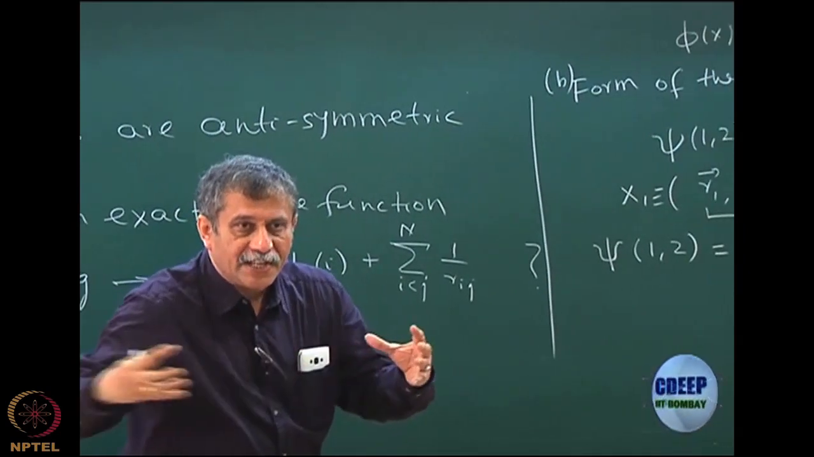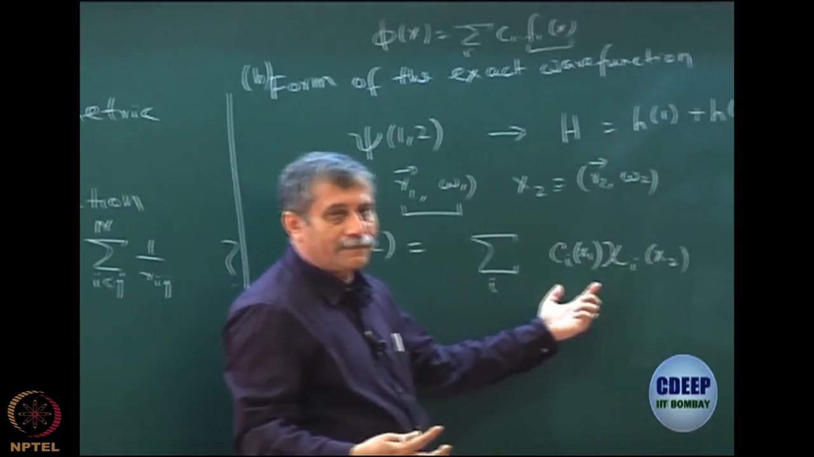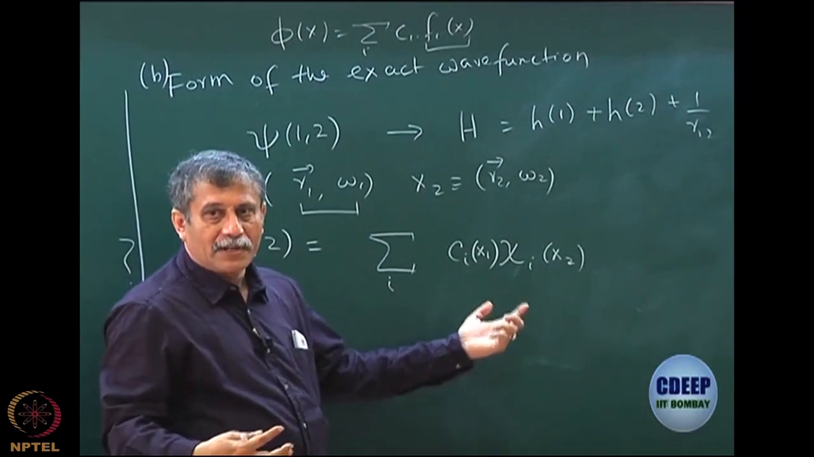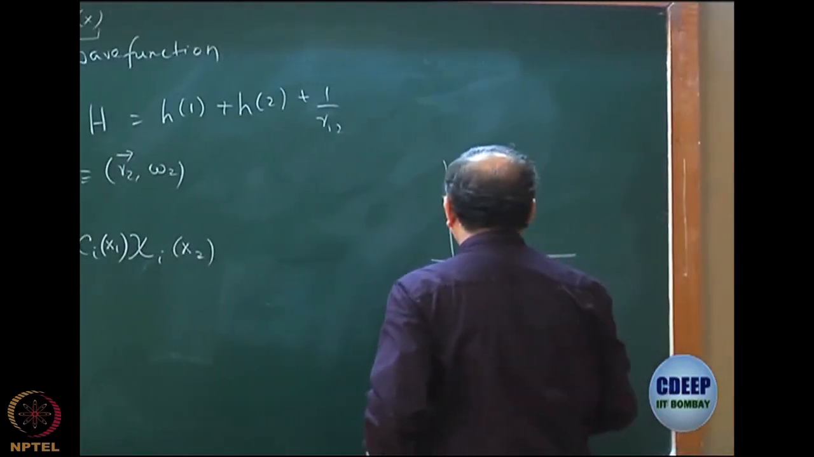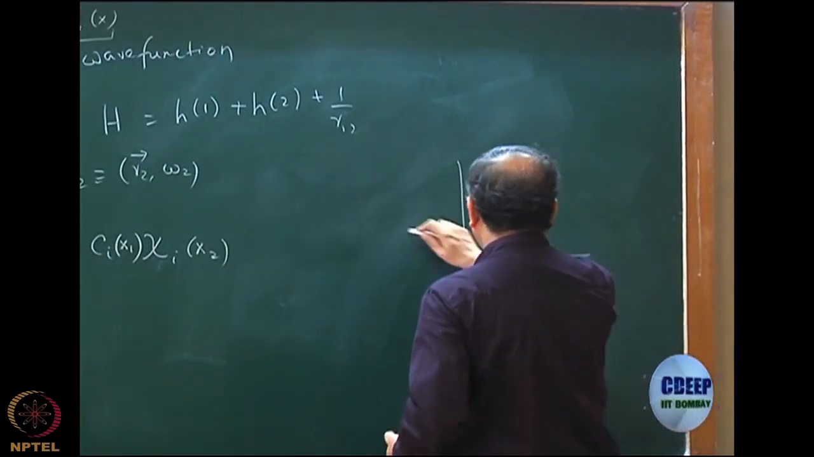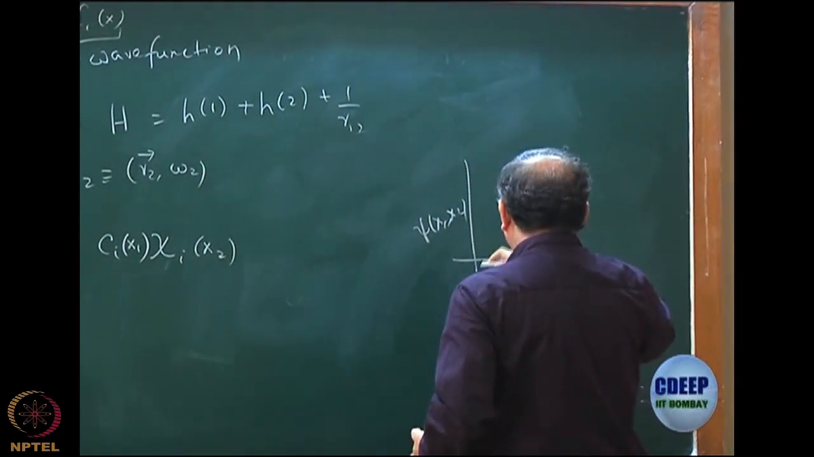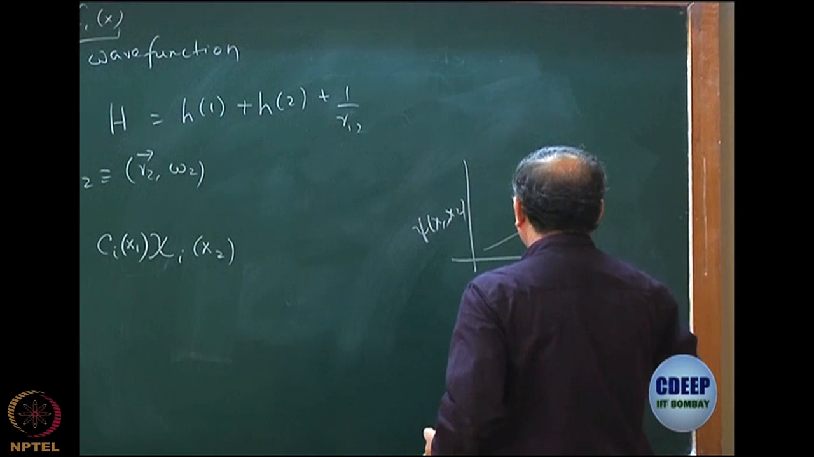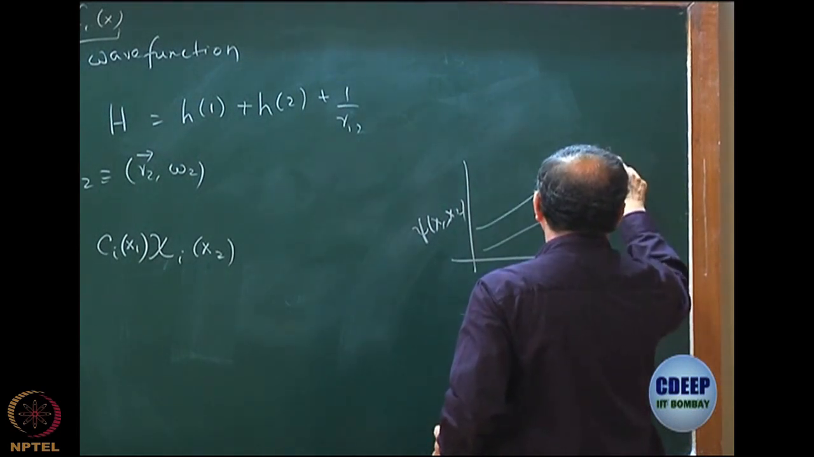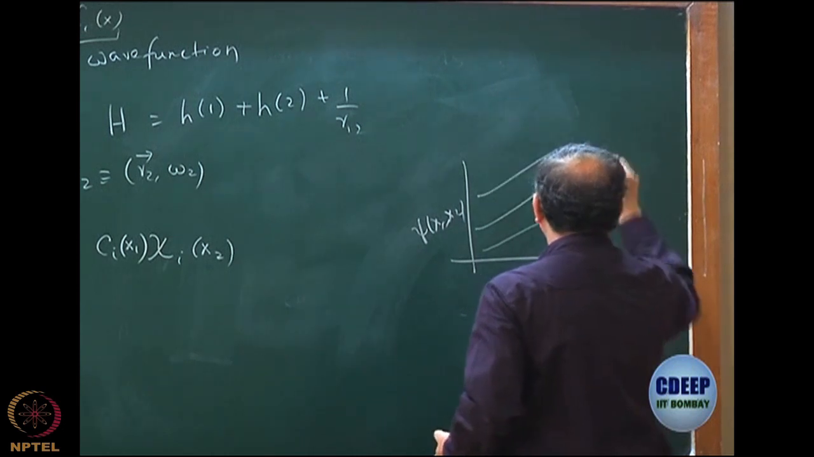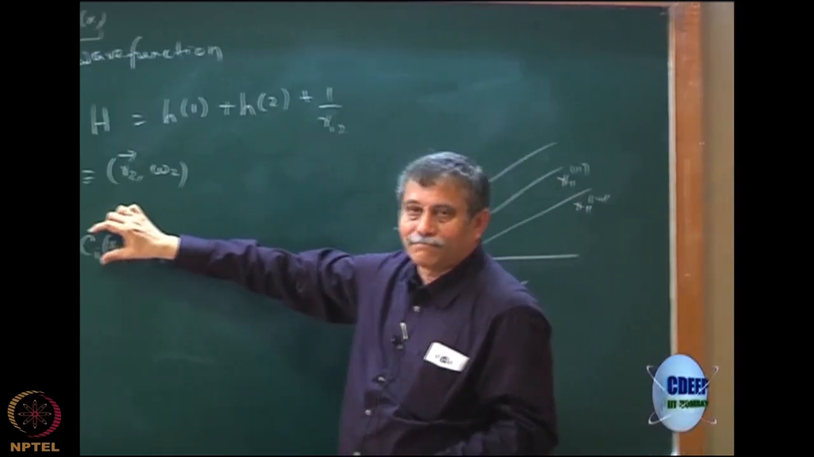Because now ci will change as a function of x1. So, ci will have a functional form of x1. I hope you understand. So, basically, let us say I have a two dimensional function psi of x1 and x2. I write this as a function of x2 for a given value of x1. Then another value of x1, let us say this is x10, x11 and so on. So, functions keep on changing. Each of the functions can be expanded in this form.